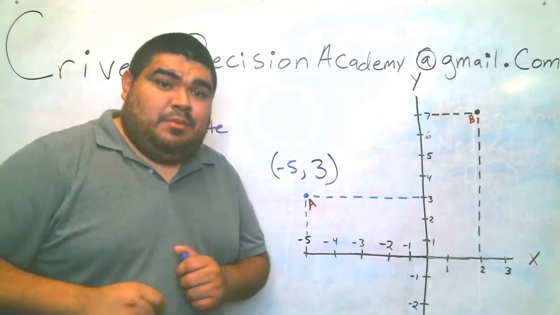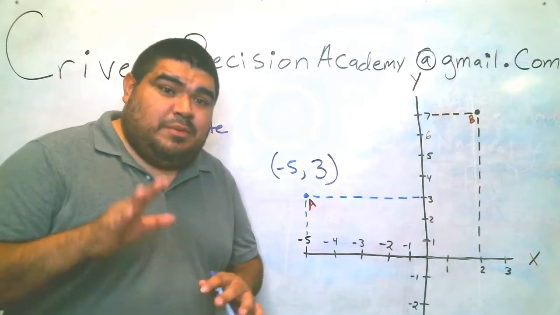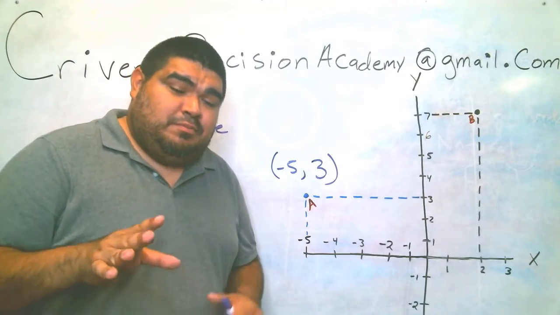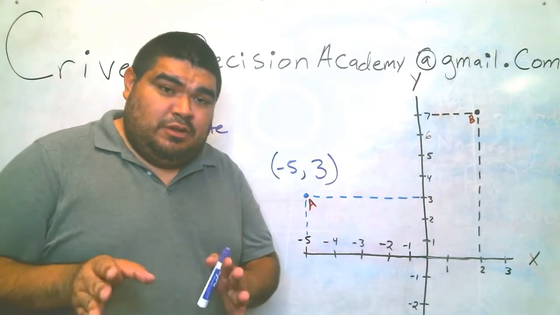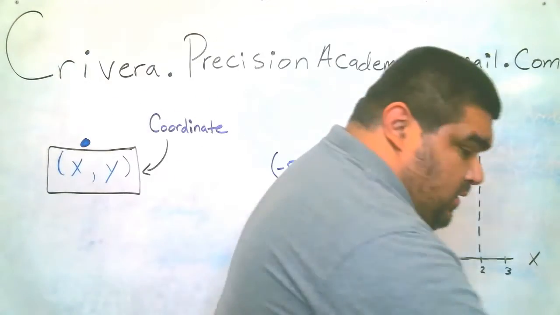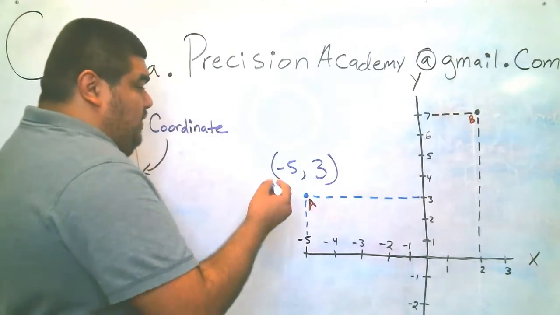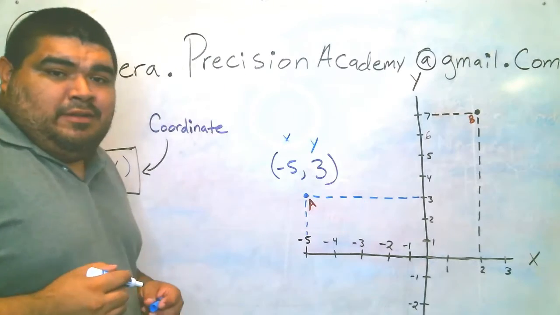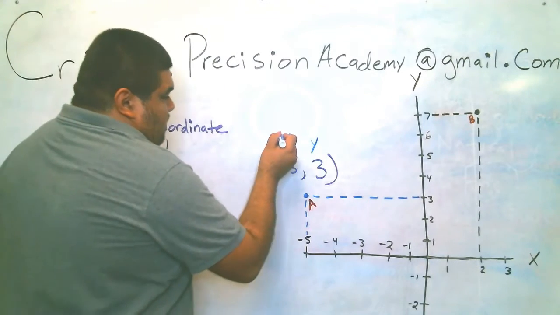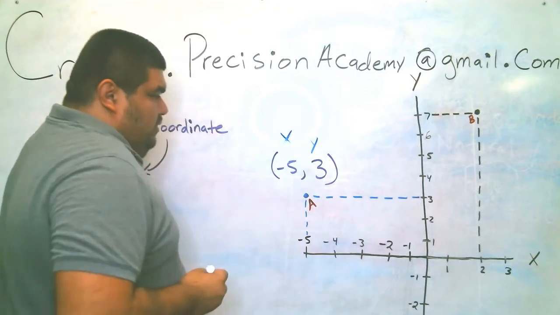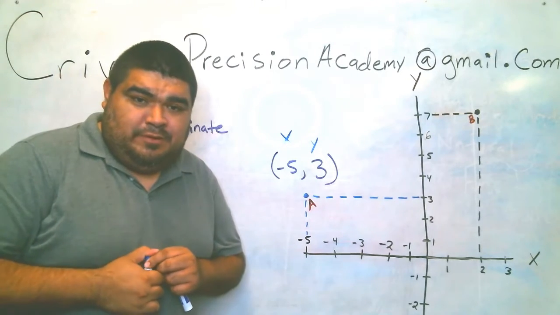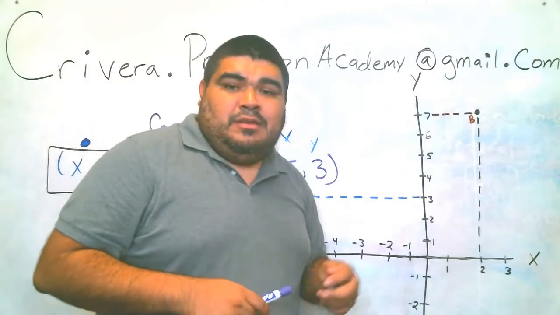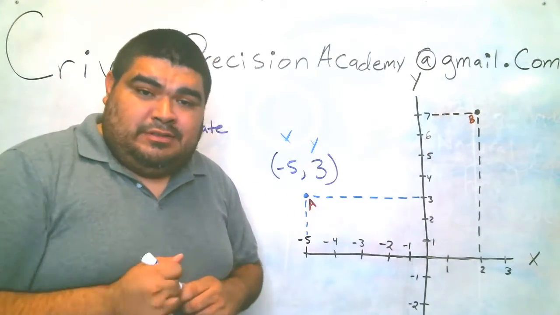Always label them x and y as well, because it makes it a lot easier to graph or plug into the equation that we're going to use right now. Okay, so we can say the first one is x, the second one is y. Okay, so now that we found the first one, let's go on to the second one, B. Now let's find that coordinate.